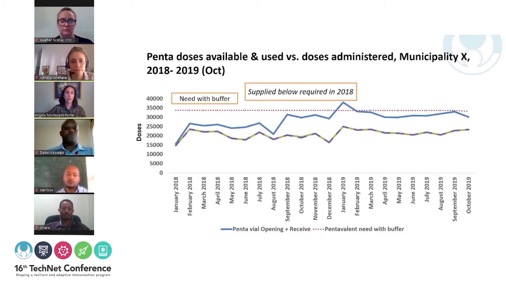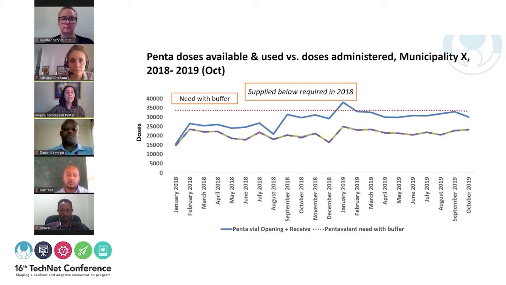And the last example we'll show here is another real-life example from a surveillance and immunization medical officer in Municipality X. He was looking at Penta doses available and used from stock data versus doses administered from administrative immunization data from 2018 to October of 2019. You see here in the blue line, this was the opening balance of Penta for each month. Then you see in the green line, total pentavalent given, pentavalent vials used in purple, and then there's a reference point of what the pentavalent need was with buffer for each month.